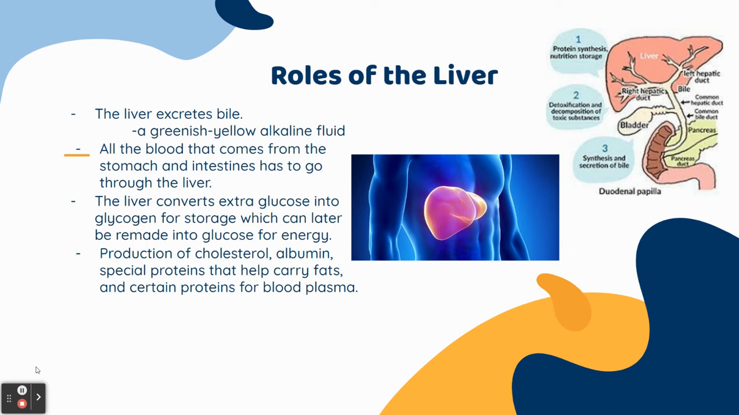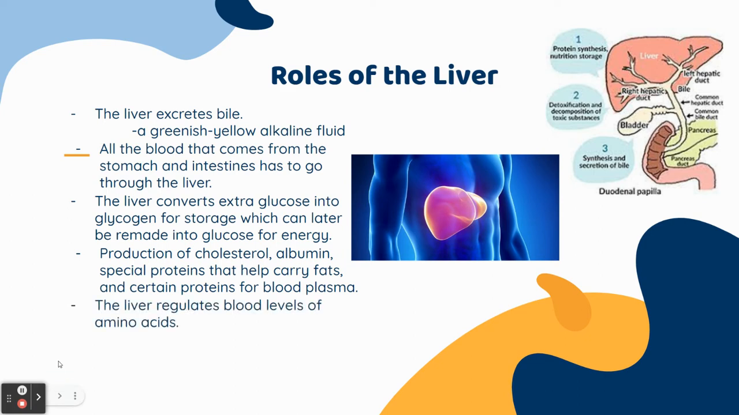The liver also produces cholesterol and albumin. Albumin is a protein that keeps fluids from leaking into other tissues. The albumin also carries hormones, vitamins, and enzymes throughout the whole body. The liver also produces special proteins that help carry fats and certain proteins for blood plasma. The liver also helps regulate blood levels of amino acids.